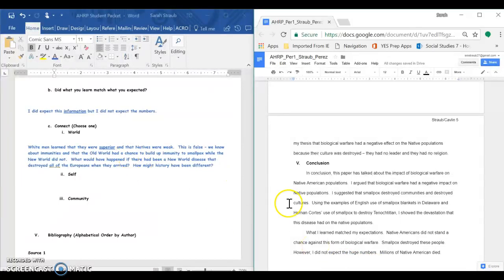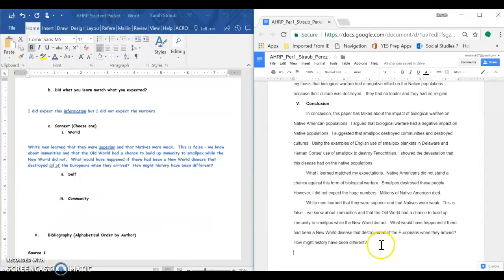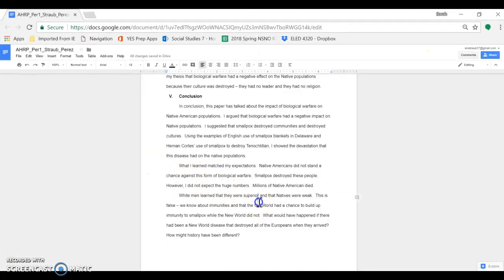I'm literally just copying what I wrote over here in my outline to my paper. I've made my connection that says white men learned that they were superior and the natives were weak. This is false. We know about immunities, and the old world had a chance to build up immunity to smallpox while the new world did not. What would have happened if there had been a new world disease that destroyed all the Europeans when they arrived? How might history have been different? Ending with a question makes your paper super strong.